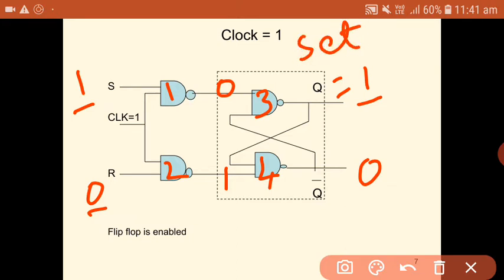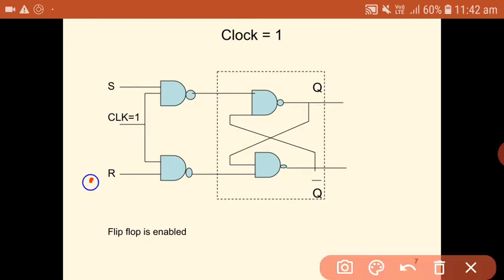That's why S stands for set. Whenever S is equal to 1, that means you are setting the flip-flop. What do you mean by setting the flip-flop? Making the output of the flip-flop equal to 1. That's the meaning of making the set input 1. Since R is equal to 0, you are not resetting, you are only setting the flip-flop, so the output will be equal to 1 and its complement will be equal to 0. So this is for the R equal to 0 and S equal to 1 combination.